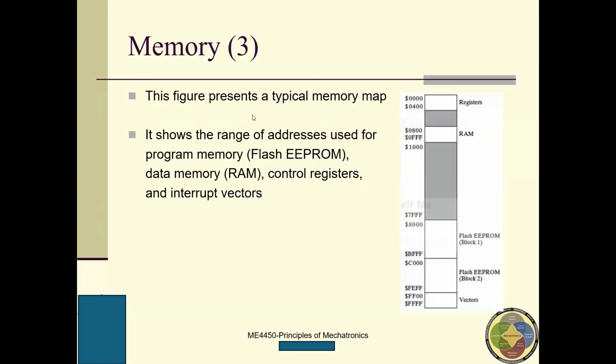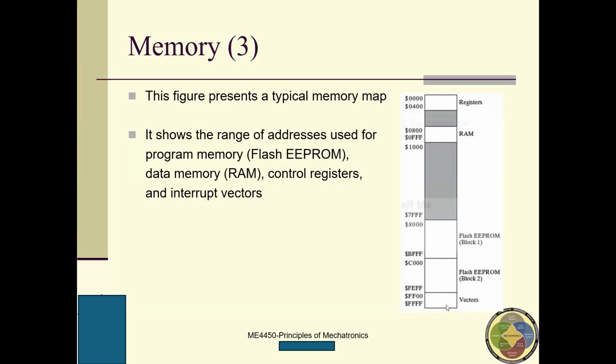So this figure presents a typical memory map. So here is this address block. I can use this one as the registers. So here, from 0800 to 0FFF, I use as RAM. From here, I reserve it. For here, from this guest room, I use as the flash EPROM and so on and so forth.